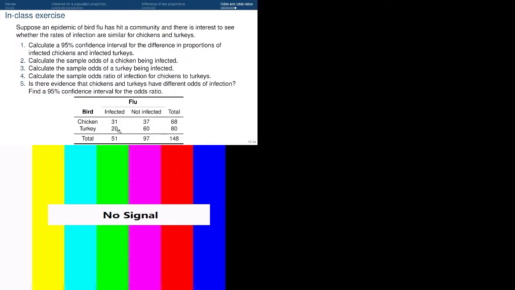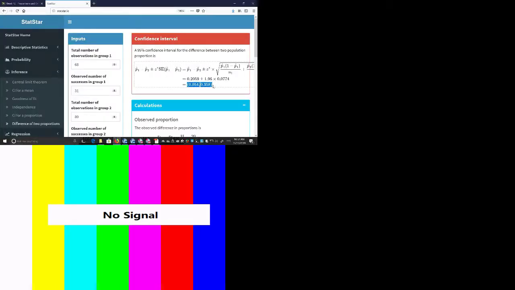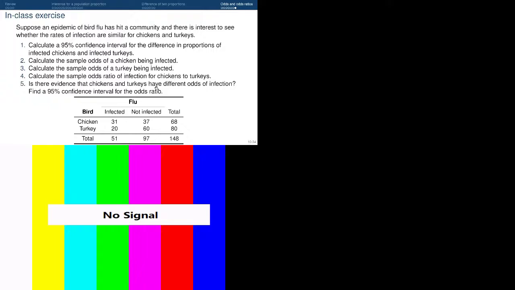All right? If turkeys and chickens were infected at the same rate, then we would expect the difference in those proportions to be equal to 0. So let's test if those population proportions are equal by checking if 0 is inside this interval. So 0 is not inside this interval, therefore the population proportion P1 is different to the population proportion P2. All right? So what would you rather be? Would you rather be a chicken or would you rather be a turkey? Hands up for chicken. Hands up turkey. Yes, you'd rather be a turkey.